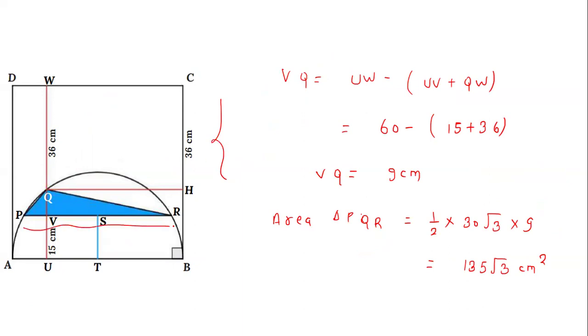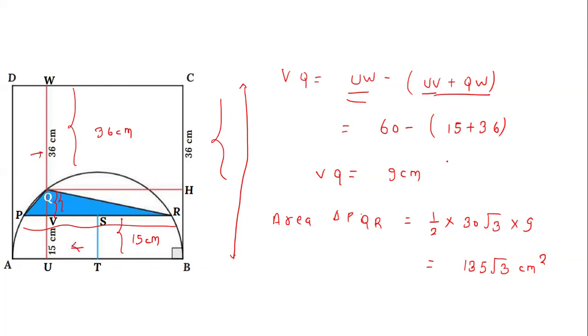So we calculated PR previously, and now the remaining thing for the area of the triangle PQR is VQ. So how do we calculate the VQ? We calculated this ST distance as 15 centimeter and this QW distance as 36 centimeter. So the remaining QV distance we can calculate as this whole distance UW minus UV and minus QW. So this is 15 and this is 36. So after subtracting it will come like 9 centimeter.